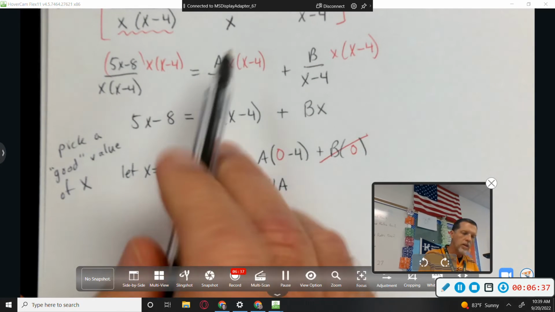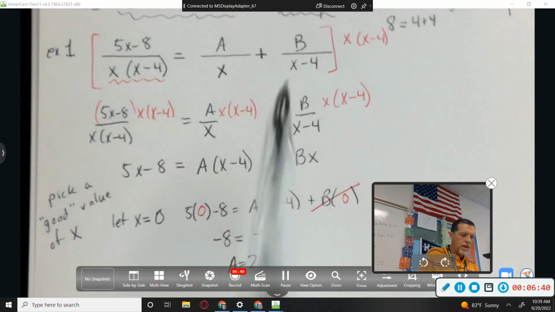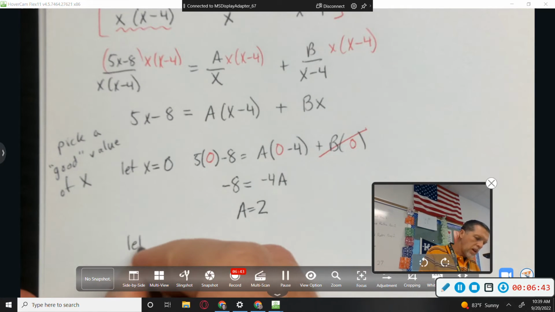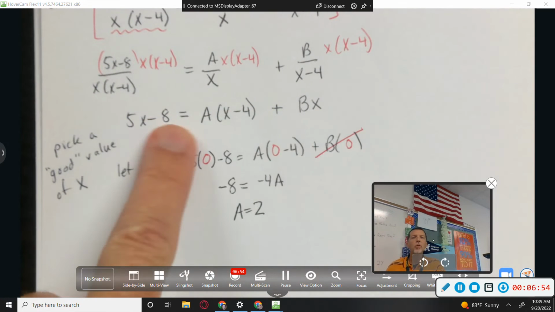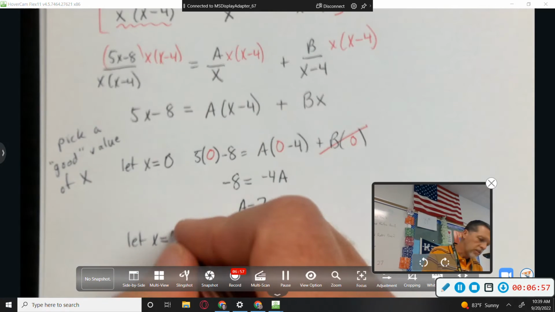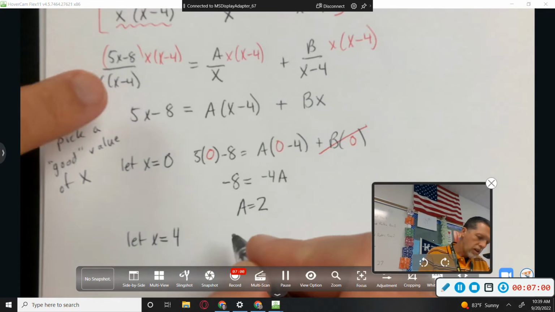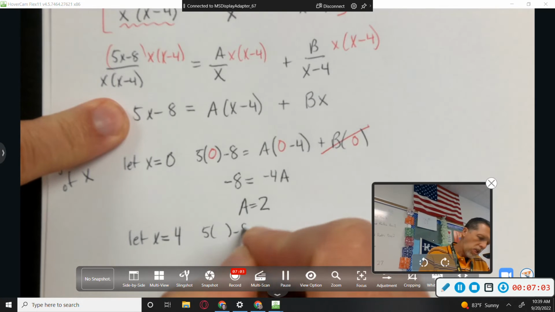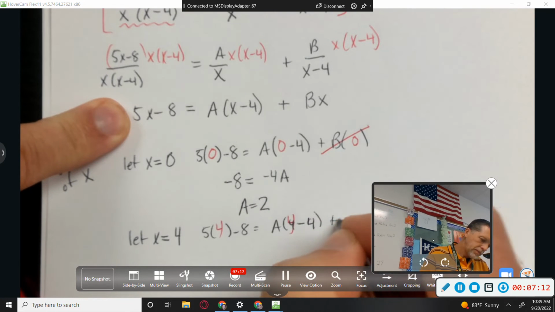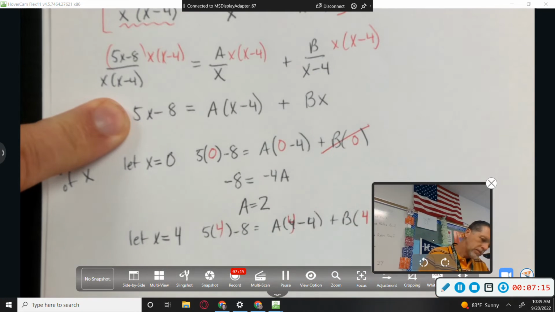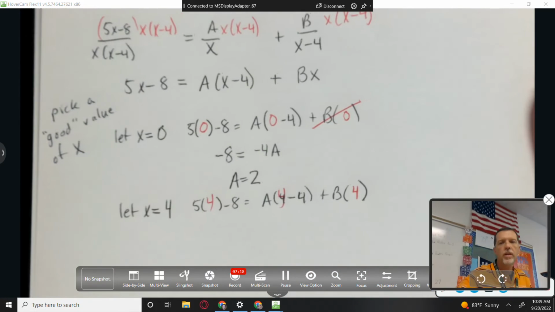So a is 2. So I'm sort of halfway done. I've got a. Still looking for b. But there's another good value of x to pick that would wipe out another chunk of the problem. What would be a good value to pick? I'm looking at this. Yeah, if we pick 4, we'll wipe out that a term. So let's let x equal 4. So again, everywhere there's an x, we put in a 4.